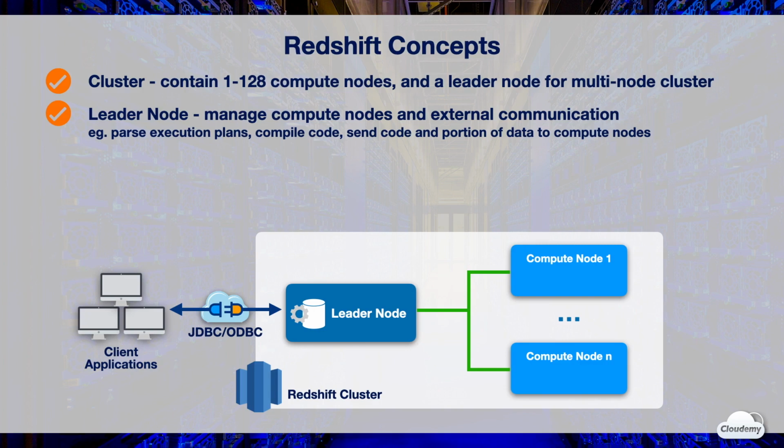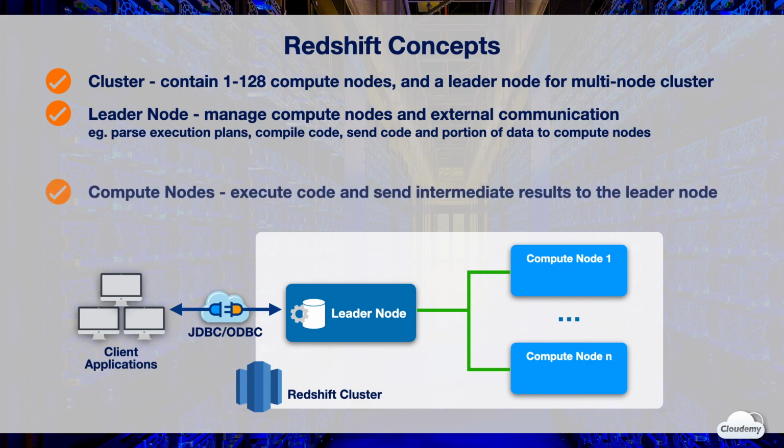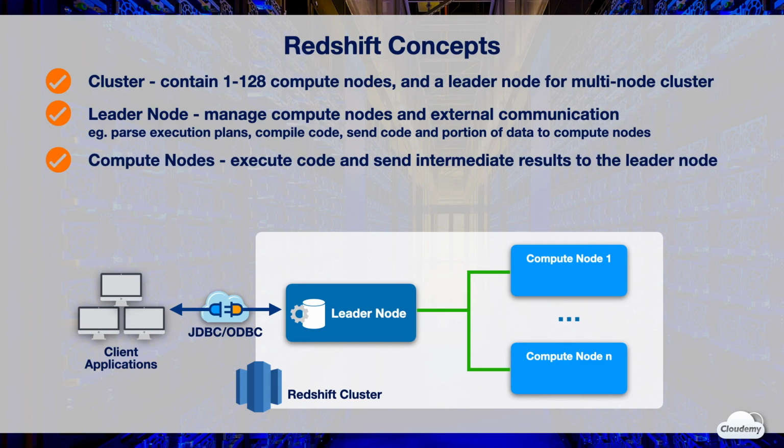The leader node parses execution plans to carry out database operations. The execution plan contains a series of steps necessary to obtain results for complex queries. Based on the execution plan, the leader node compiles code, distributes the compiled code to the compute nodes, and assigns a portion of the data to each compute node. The compute nodes execute the compiled code, and send intermediate results back to the leader node for final aggregation. The compute nodes are in private network space, so you can't access compute nodes directly.